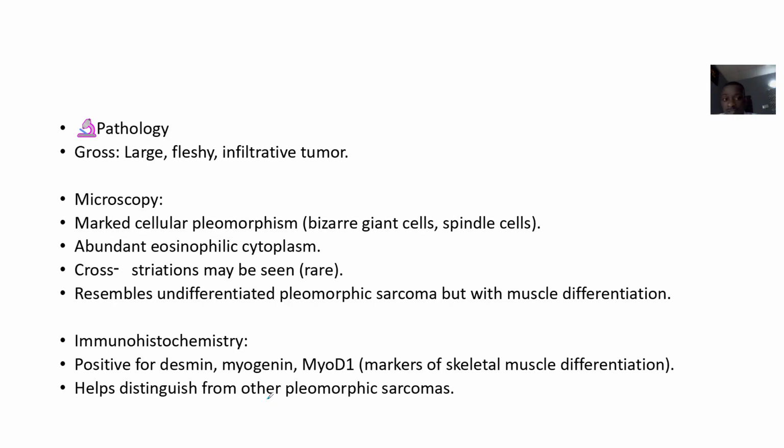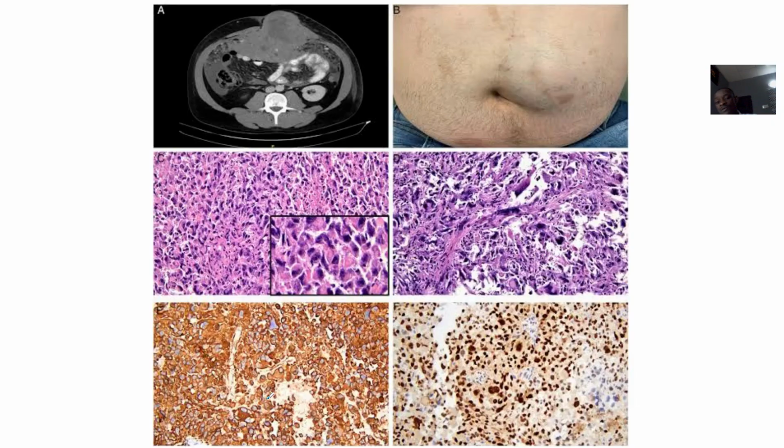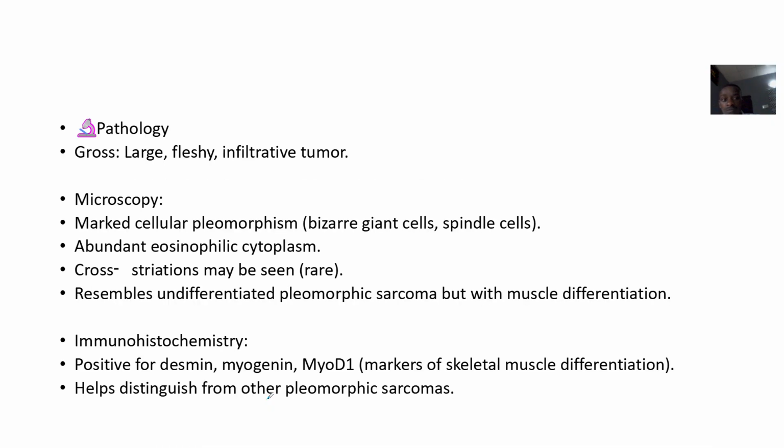So pathology, gross. If they dissect it out, it's usually large, fleshy, and infiltrative. If you go down the microscope, which I have all the microscope views here, you see marked cellular pleomorphism. You see bizarre giant cells and spindle cells. There's abundant eosinophilic cytoplasm, and cross striations might be seen. It resembles undifferentiated pleomorphic sarcoma.